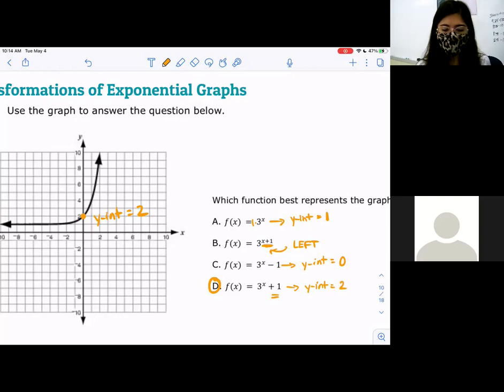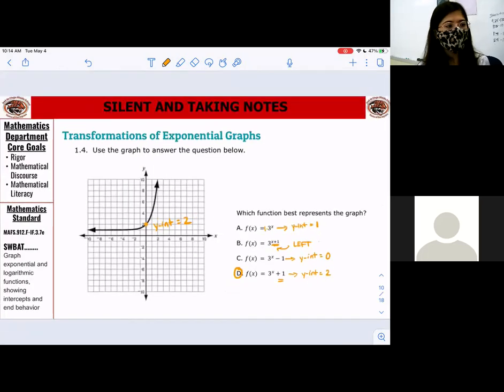All right, any questions on this one? This one is a good question, but see how, once you understand it, it gets pretty easy to just do it. Yeah, go ahead. Okay.